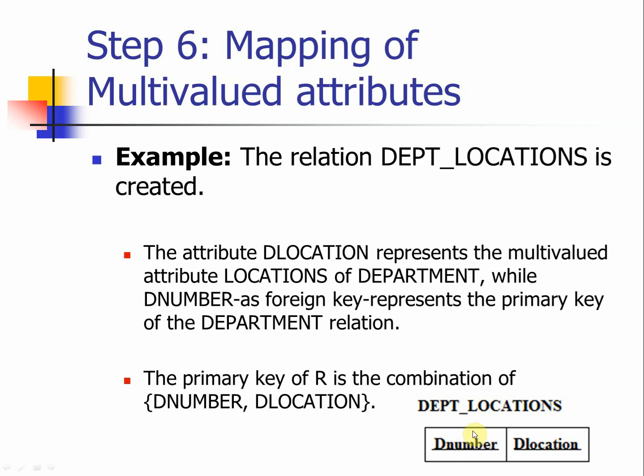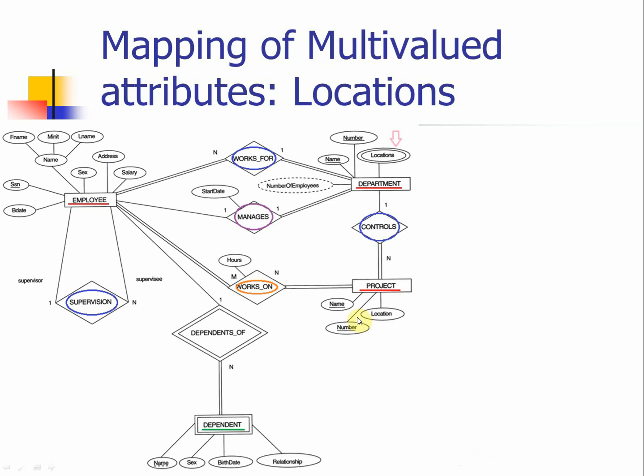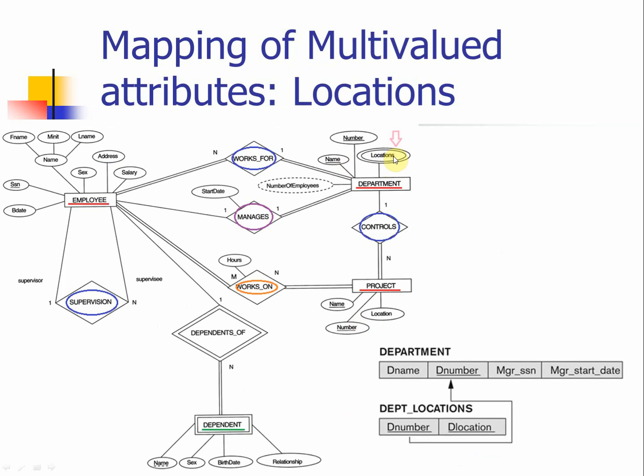Not to mention, this D number needs to link back to the department primary key. Therefore, this is the multi-value attribute that we need to look into. Since we have a multi-value attribute, we need to create a department locations table, have a department location plus the primary key of the department, which is D number over here. Then we need to create a foreign key that links back to the department, and therefore this is how we will be able to do the conversion.